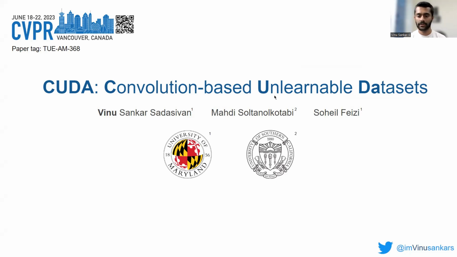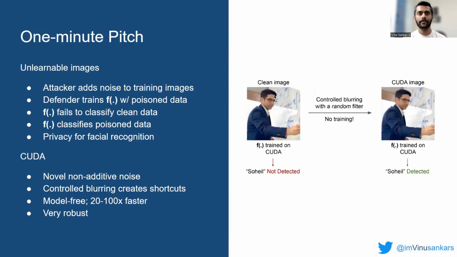Here is a 1-minute pitch of my presentation. In the game of unlearnability, an attacker adds noise to training images. A defender trains a network F using these images. F achieves good accuracy on the unlearnable images, while it performs poorly on the clean images. Unlearnability could be used in privacy applications. For example, my advisor Soheil could upload his unlearnable profile pictures to social media. An adversary F trained on these images will not detect Soheil in clean images or in the real world.